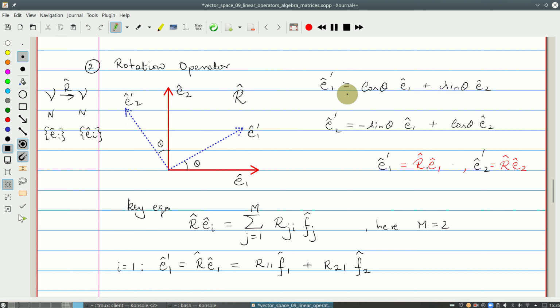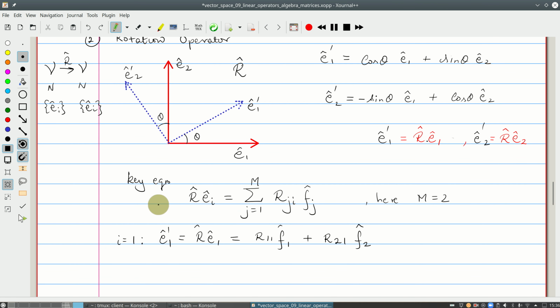Basic trigonometry gives you e hat 1 prime is cosine theta e1 hat plus sine theta e2 hat, and e2 hat prime is equal to minus sine theta e1 hat plus cosine theta e2 hat. Now, I remember that I should have a cosine on the diagonal, because when theta goes to 0, e1 prime hat should be equal to e1, and e2 prime hat should be equal to e2. If you're unsure of exactly where the sines and cosines go or what signs they have, then you need to do the work of your trigonometry. Alright, good.